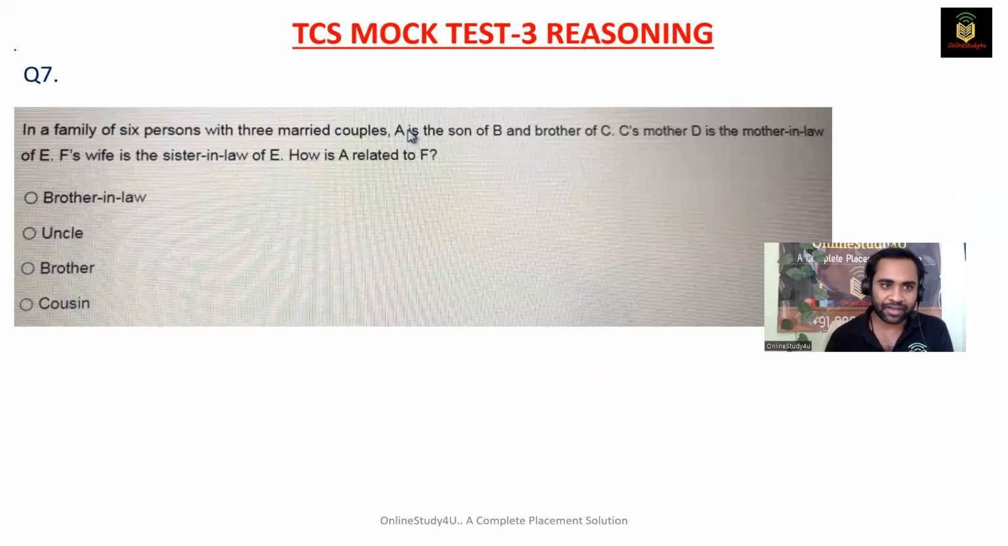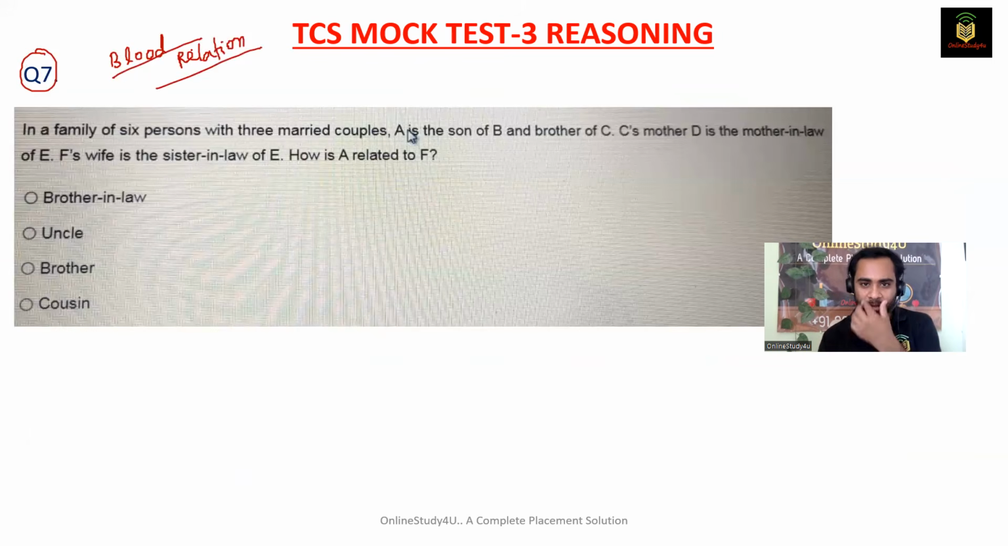Question number 7 is a question from the topic blood relation. In a family of 6 persons with 3 married couples, very good, there are 3 married couples. A is the son of B. So let me start from here. A is the son of B. If A is a son, A will be male.